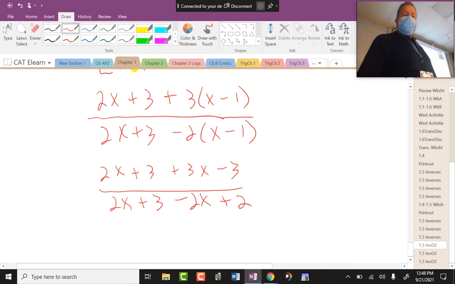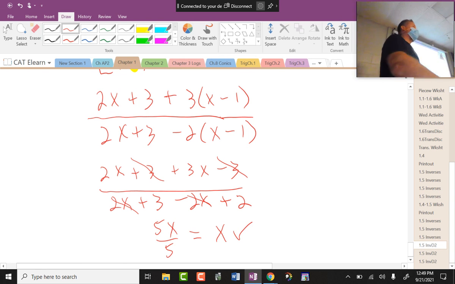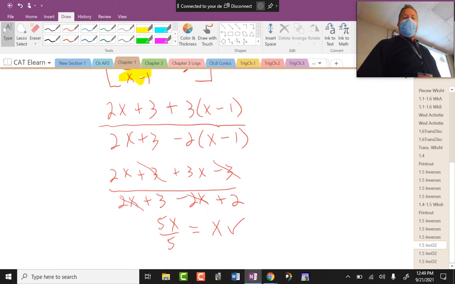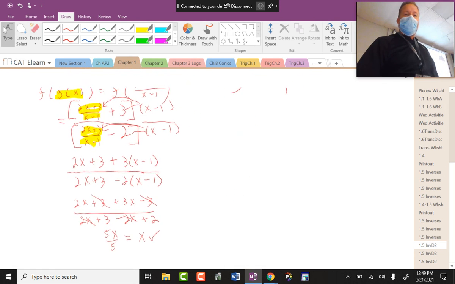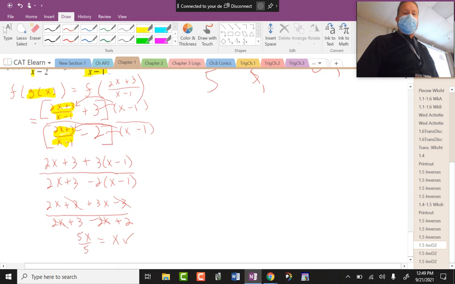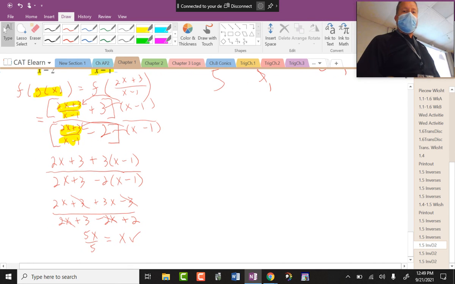Okay, anyway. Hey, what happens to the 3s? And what happens to the 2x's? Cancel. So guess what I get? 5x over 5. Hey, by the way, what's 5x over 5? Oh, guess what? You're halfway there. Because now what do you have to do? Prove g of f of x equals the same.